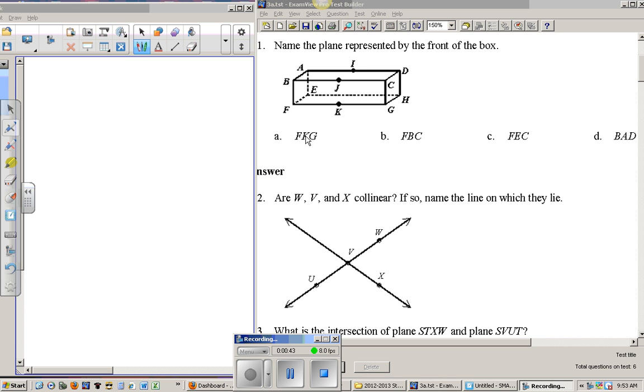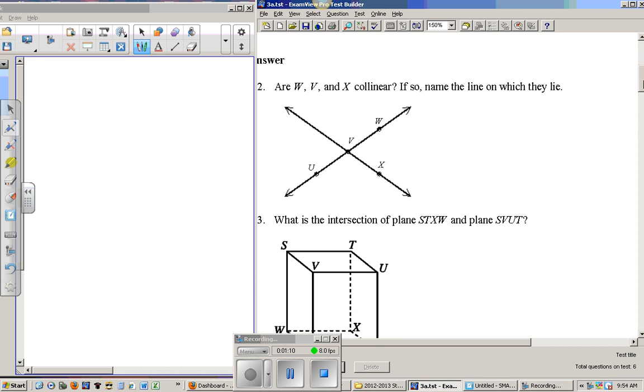So that gets rid of part A. FBC, if I go FBC, does that represent the front? Yes, it does. I'm going to go ahead and check. FEC, no. And BAD, no. So our answer is B. Plane FBC would be our solution here for number 1. Nothing really to work out there. Let's go to number 2.